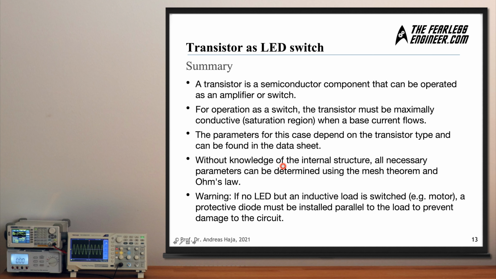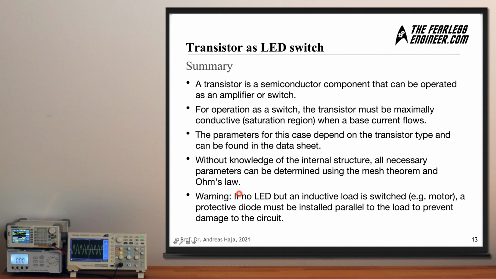And without knowledge of the internal structure, all necessary parameters can be determined using the mesh rule of Kirchhoff and also Ohm's law. So we don't actually need to know that much about the transistor in order to use it as a component in our circuit.